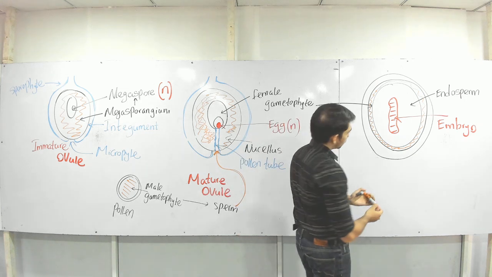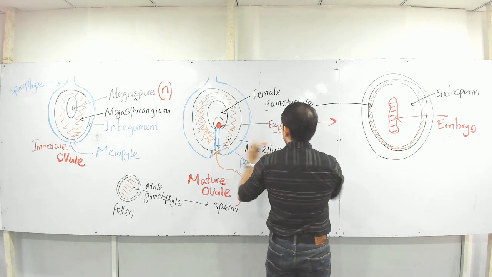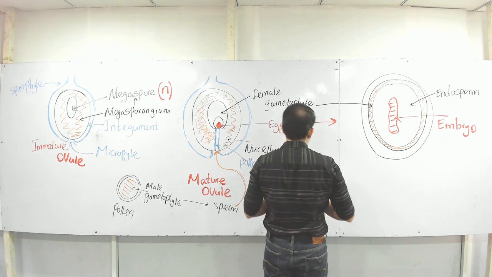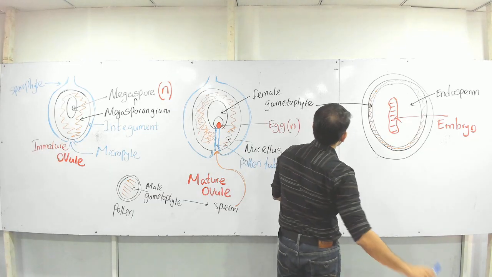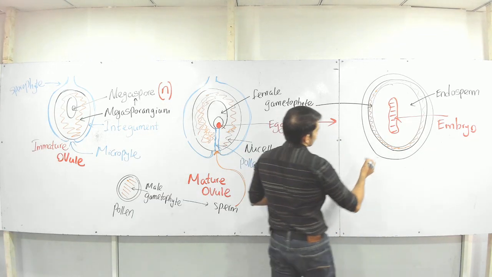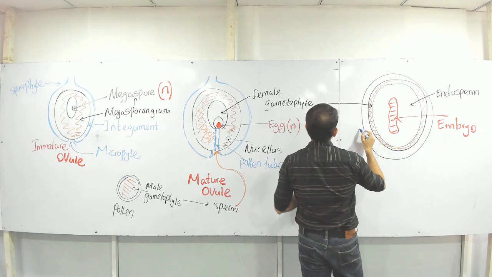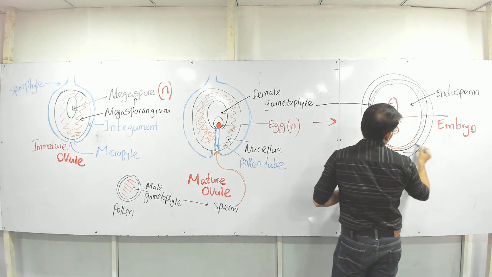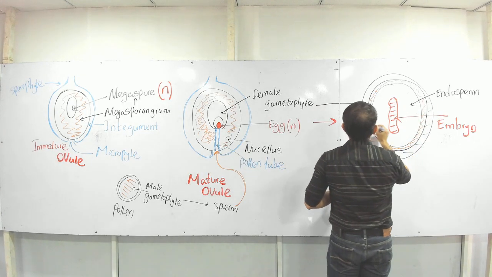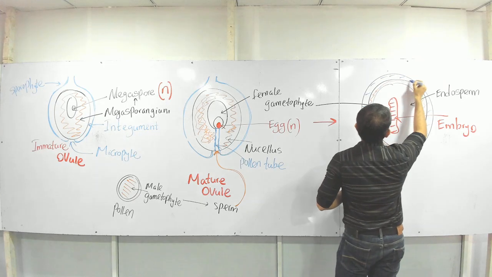Then this integument I didn't label here. The blue color integument is going to become something called the seed coat.